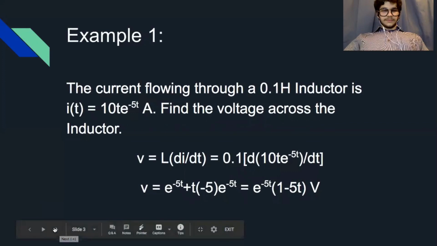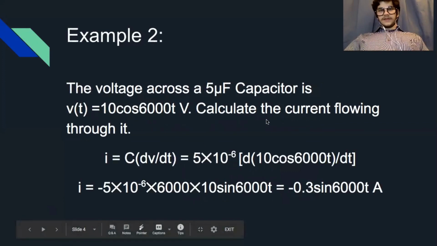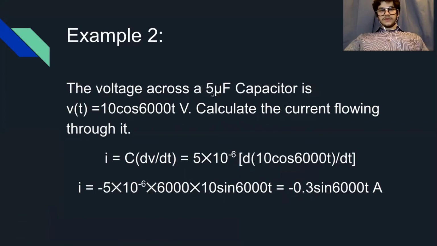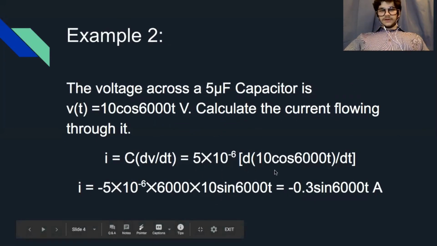And for our next example, we have a capacitor with a capacitance of 5 microfarad having a voltage of 10 cosine 6000t volts, and we're tasked to calculate the current flowing through it. Through the use of our second formula, we can find the current by applying both of these variables in the formula as seen here, which will lead us to a current of negative 0.3 sine 6000t amps.